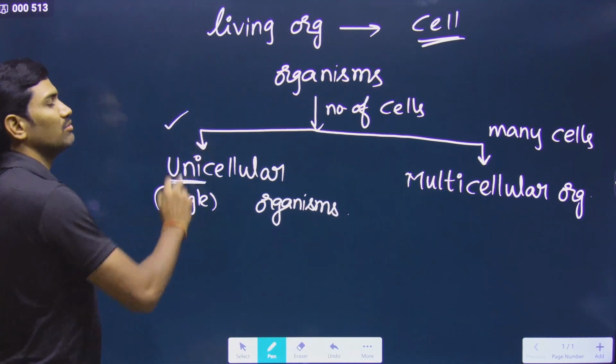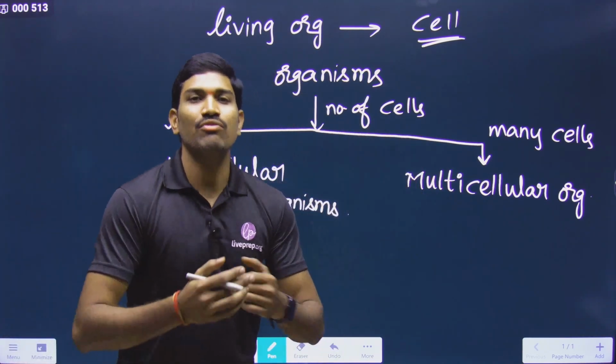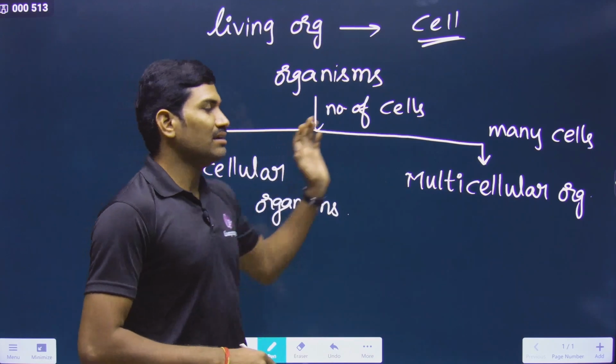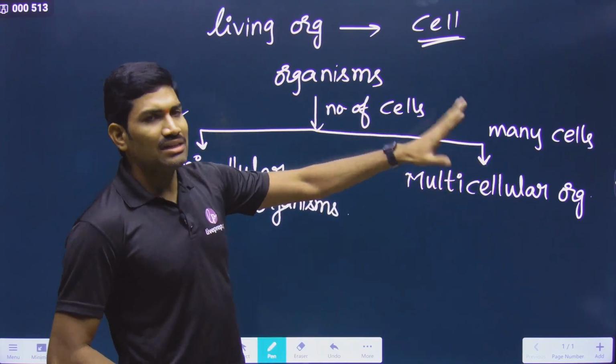In this case only one cell is present. Here many cells are present. In this way organisms are of two different types: unicellular and multicellular organisms. That's it. With this, the NCERT content is completed.